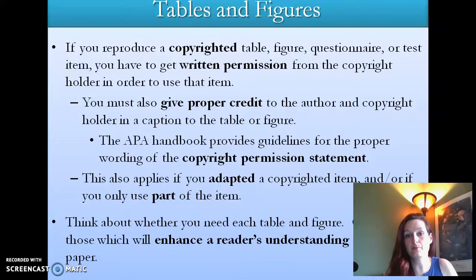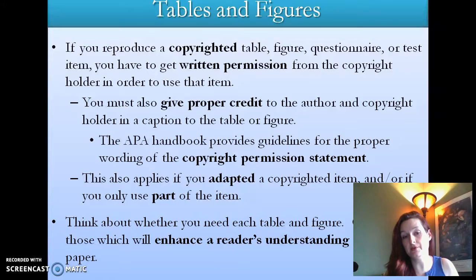You also have to give proper credit to the author and the copyright holder in a caption to the table or figure, so that could go in that little explanatory note. And there is a guideline in the APA handbook for the proper wording of those kinds of statements. This also does apply if you adapt a copyrighted item and or if you only use part of the item.